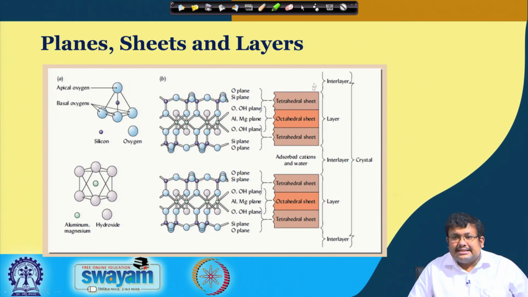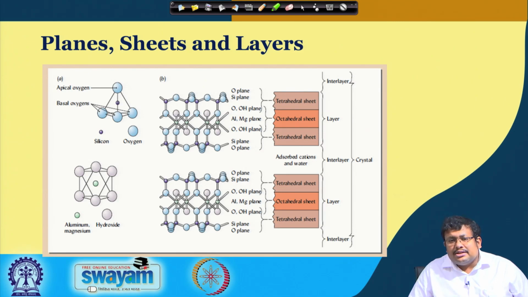Now, in the clay crystal, this individual layer is repeated several times, thousands and thousands of times. So, this individual layer will be stacked over another individual layer, and ultimately they will create this clay crystal, and the space between these individual layers is known as the interlayer space. This interlayer space is the area where they absorb different types of cations and water. So, this is the basic structure of a clay mineral, the 2:1 type of clay mineral.